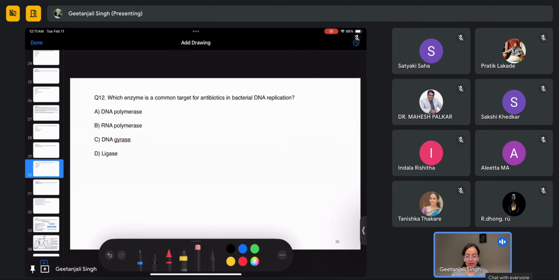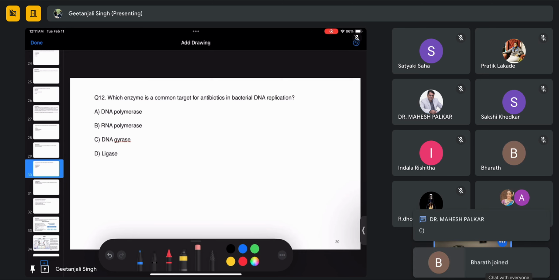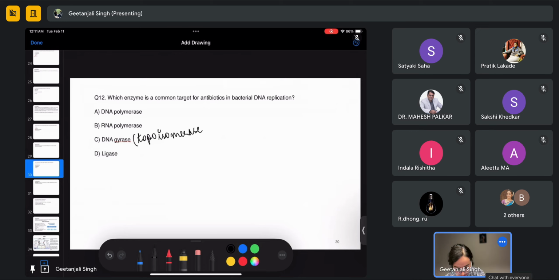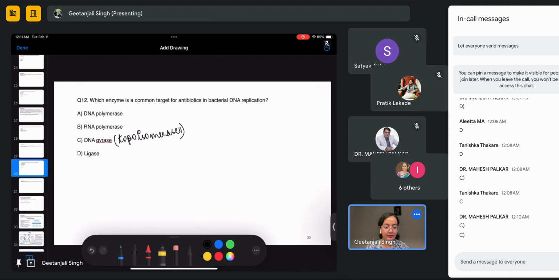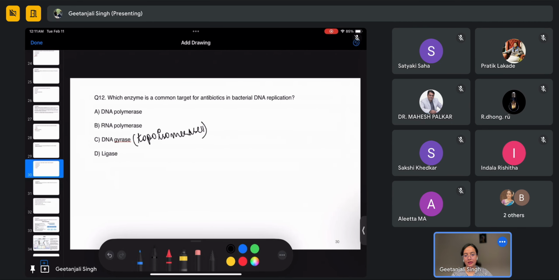Which enzyme is a common target for antibiotics in bacterial DNA replication? Yeah, I should have written it here. Let me add this here. DNA gyrase is also called topoisomerase 2. So this would help. Yes, the correct answer is DNA gyrase, that is topoisomerase 2.